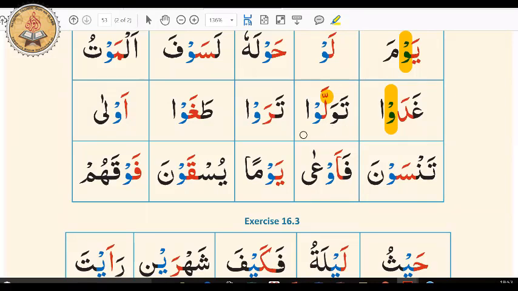Very good. Now try this whole word for me. Tawallow. Very good, mashallah. And try this one for me. Taraw. Very good. And this one. Taraw. Very good. And this one. Aula. Very good, mashallah. Well done.